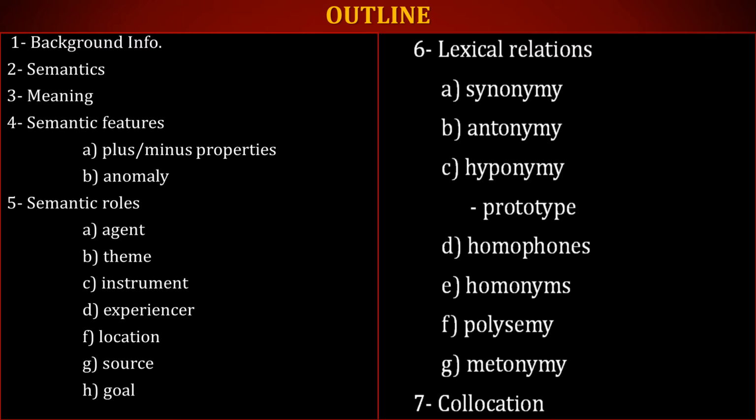After that, we discuss what we mean by the word meaning. After that, we will explain semantic features, by which we mean those plus minus properties, and then we will focus on how these semantic features help us in recognizing different types of anomalies. After that, we will talk about semantic roles, by which we mean agent, theme, instrument, experiencer, location, source, and goal.